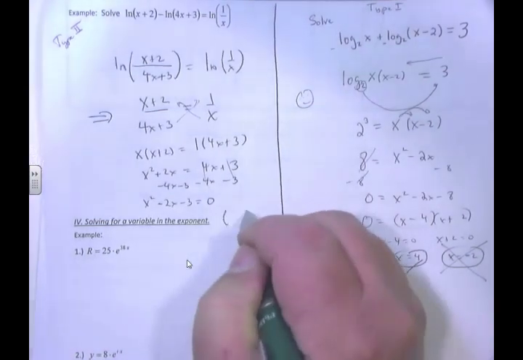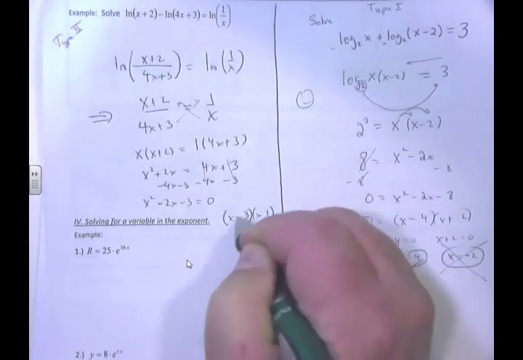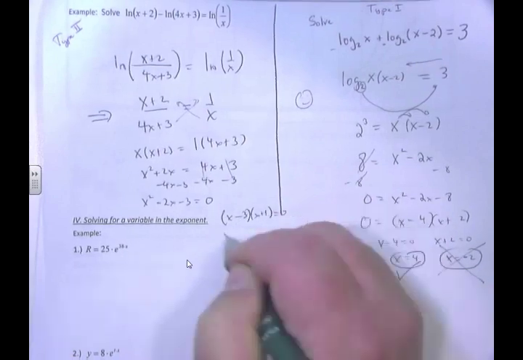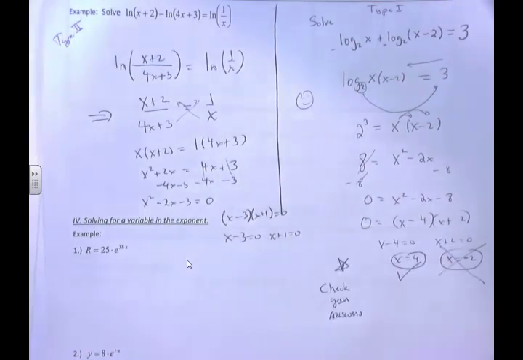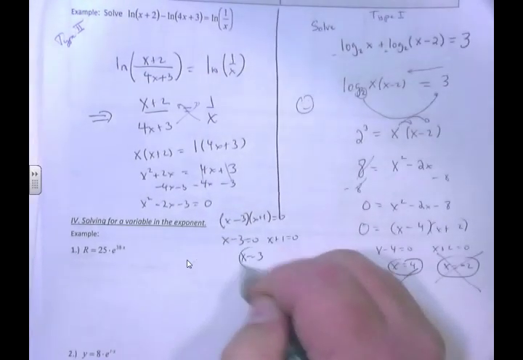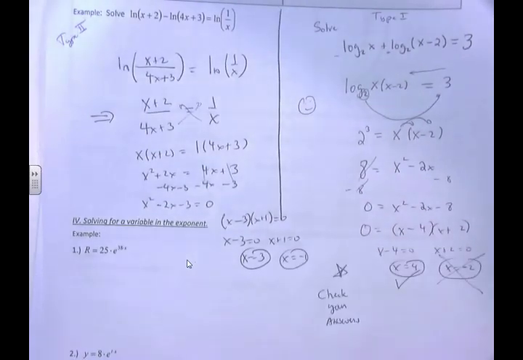How does it factor, if you believe it factors? x, 3 and 1, minus on the 3, plus on the 1 equals 0. x minus 3 equals 0. x plus 1 equals 0. That means x equals 3, x equals negative 1. Does that make sense?